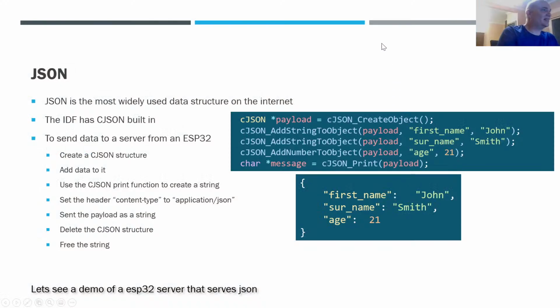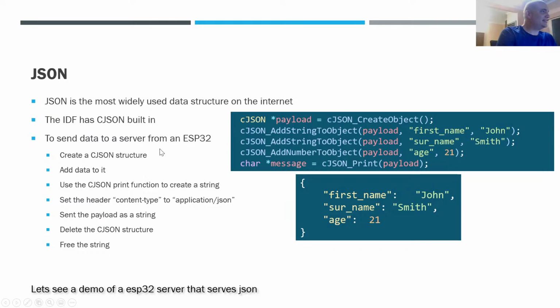Okay, so we looked at the client. Now, most of the time we're not going to be looking at HTML. Most of the time when we're looking at stuff, we're looking at JSON. Not my friend Jason, the actual data structure JSON. Anyway, JSON is the most widely used data structure on the internet. And with the IDF, we've got a built-in cJSON library.